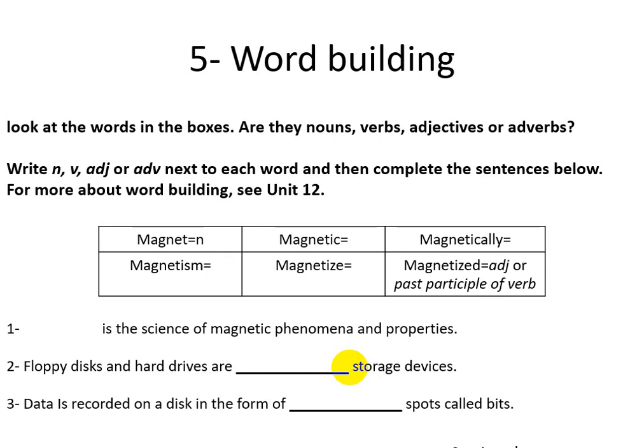So I answered a couple of these, as you can see. Magnet, it's a noun, okay? Magnetized is an adjective or past participle of the verb, because ed is a madi, okay? Magnetic, magnetically, magnetism, or magnetize, okay? So all of these need to be understood in the context, and here he gave us some sentences.